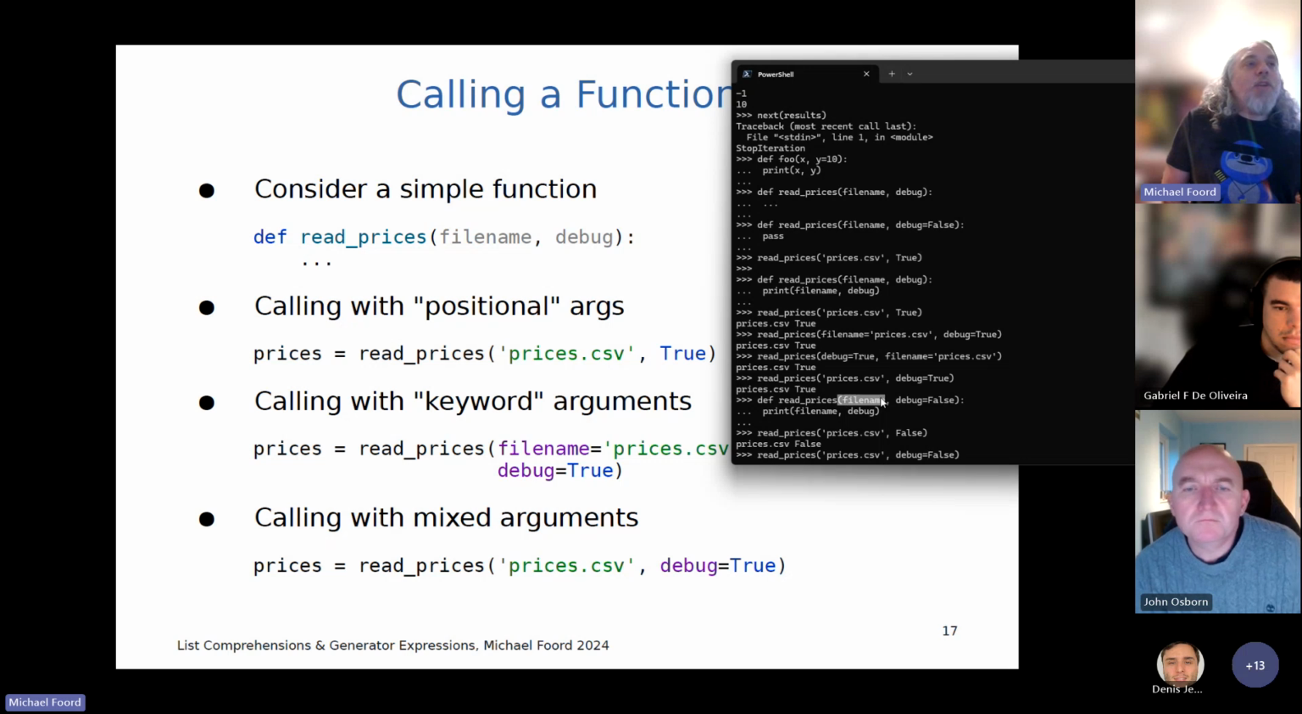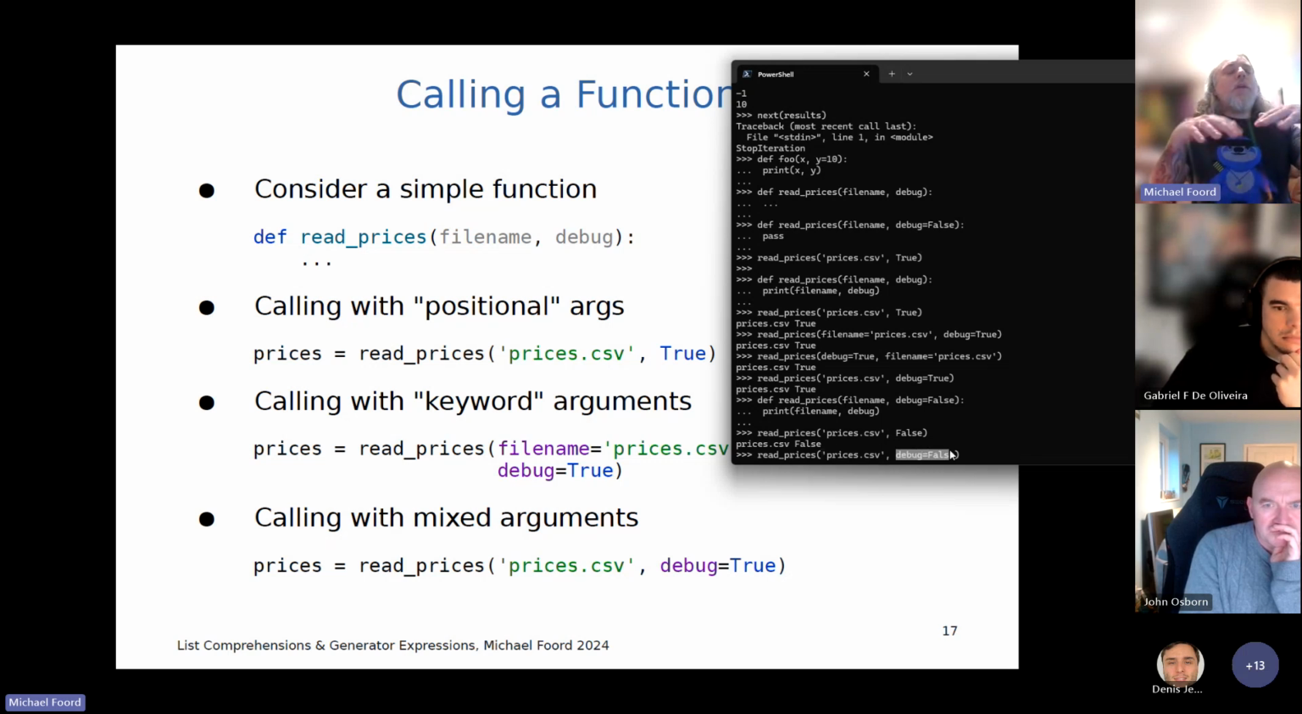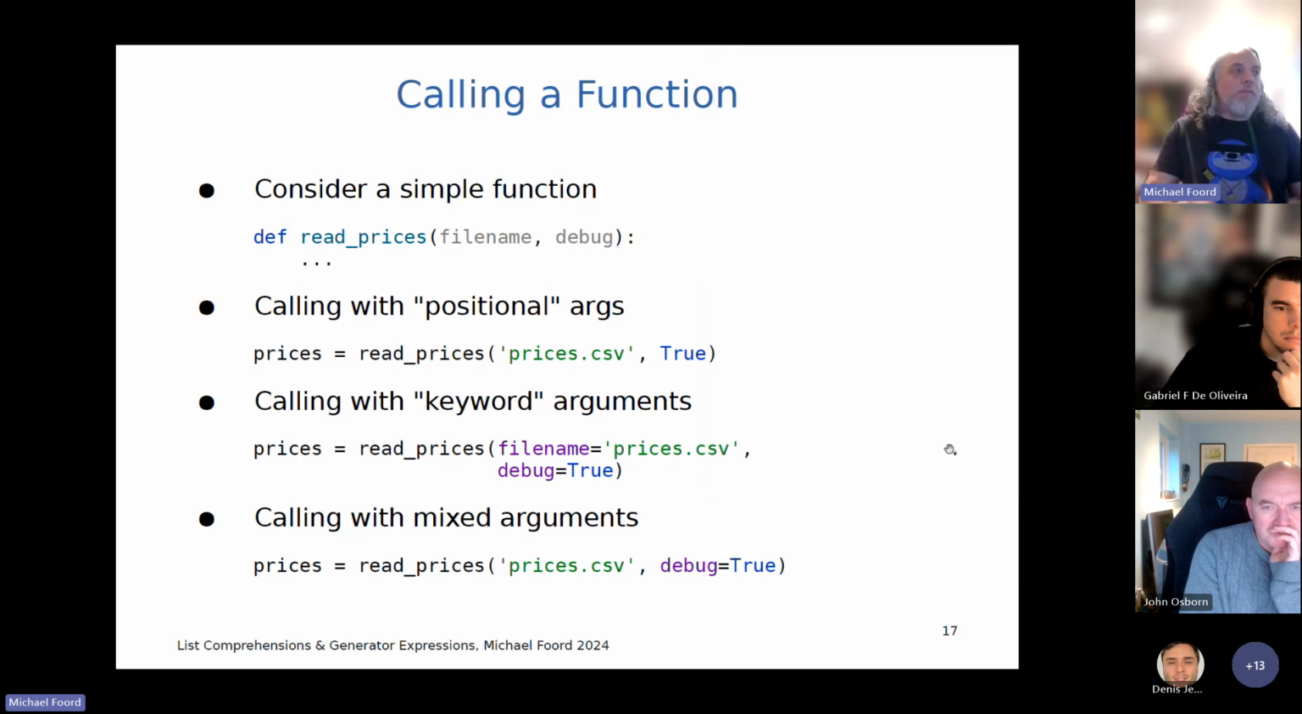So in the function definition, this is a required argument. This is an optional argument, or an argument with a default value. In the call, this is a positional argument. This is a keyword argument. That's the terminology. It's really nice to be clear on.